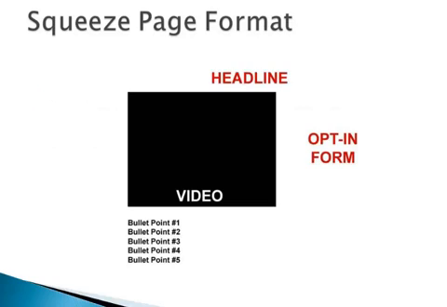Squeeze page format. Here's a diagram of the squeeze page format. You can see that the headline is at the top. The video, which takes up prominent space in the page, is aligned to the left, followed by the bullet points 1 through 5. Lastly, the opt-in form is situated on the right-hand side of the page. It is a very easy and simple design, and this has been proven to convert well for most internet marketers. In fact, at the time of producing this course, this is a relatively new discovery.